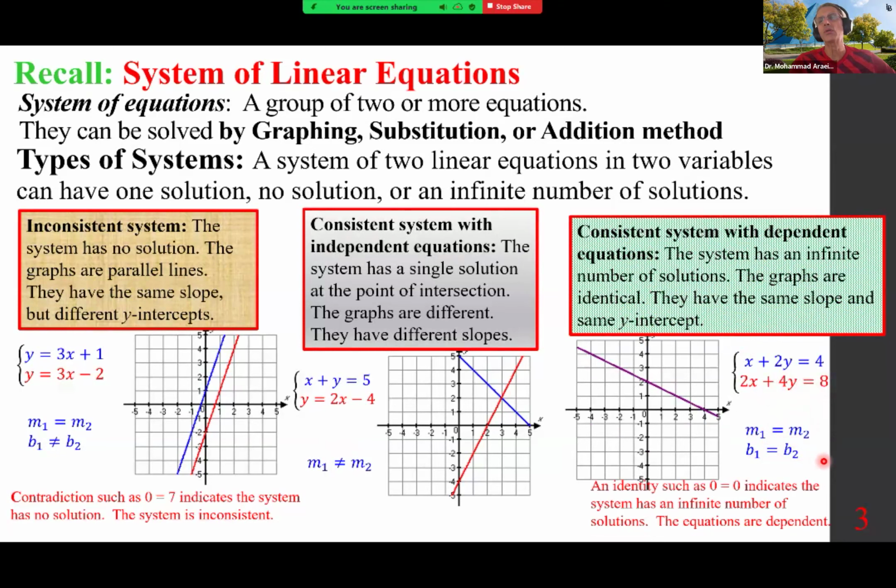And if we were to solve it by any method like substitution or elimination, an identity such as 0 equals 0 indicates the system has an infinite number of solutions. The equations are dependent.